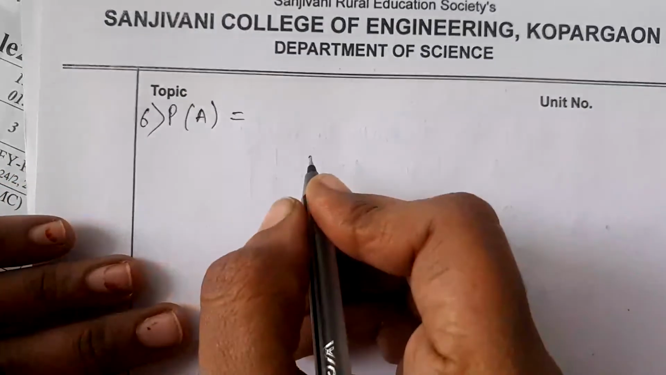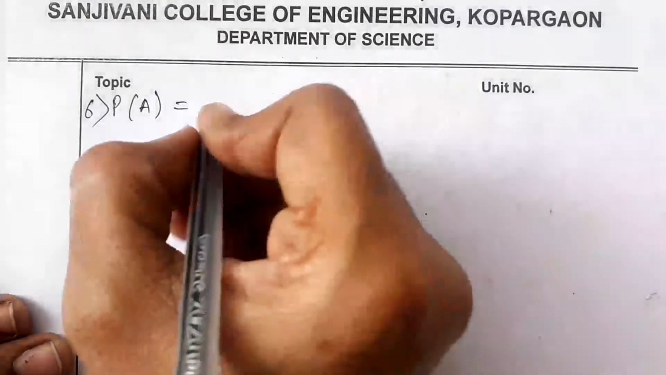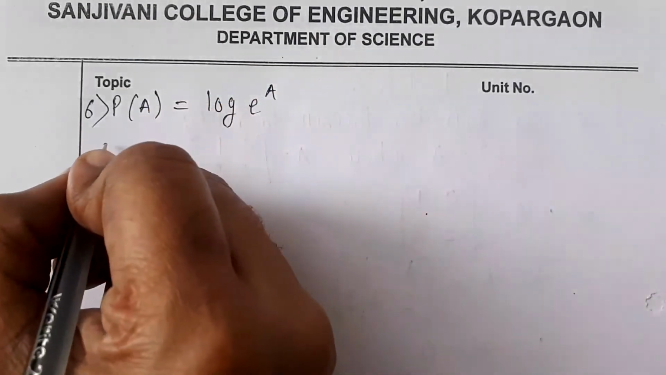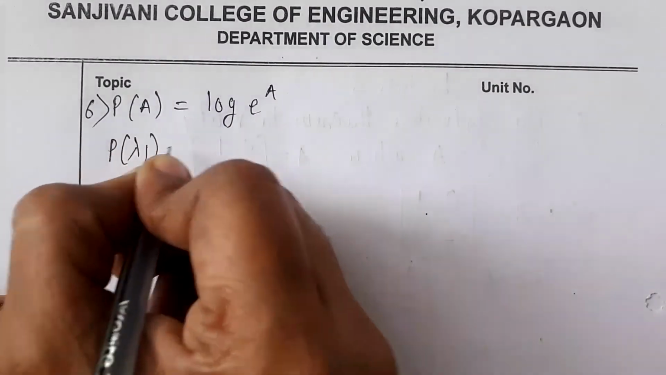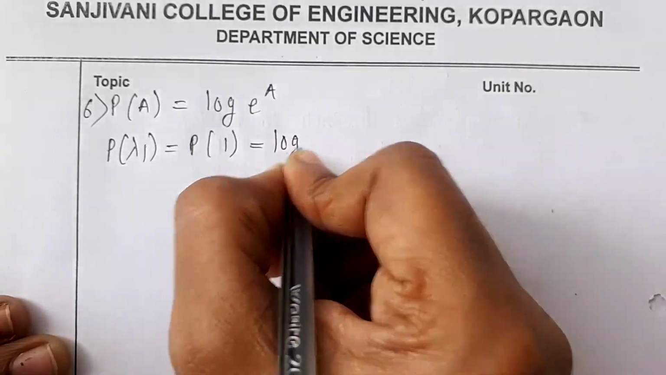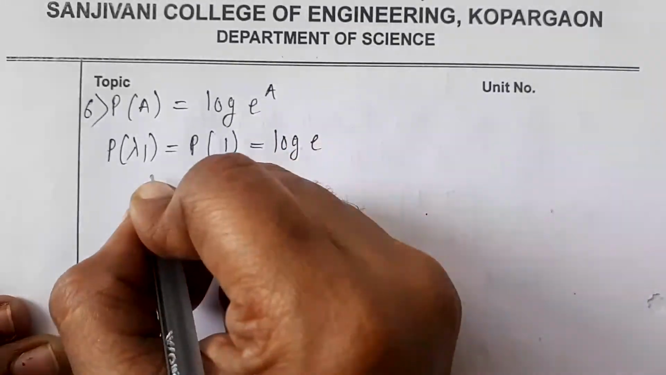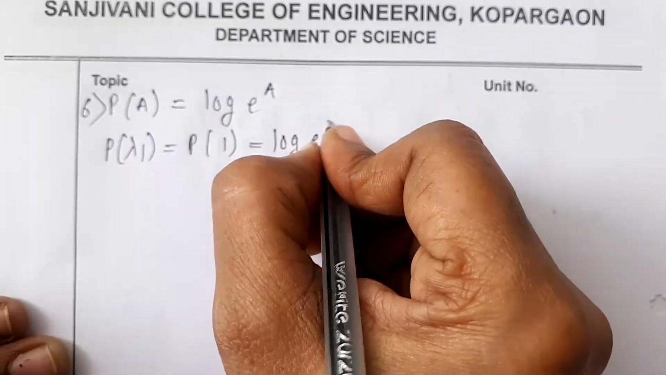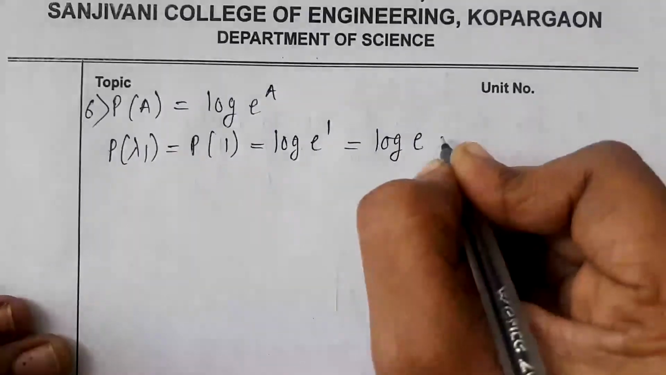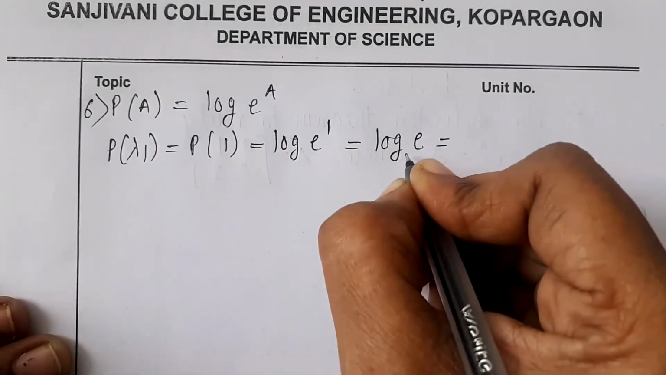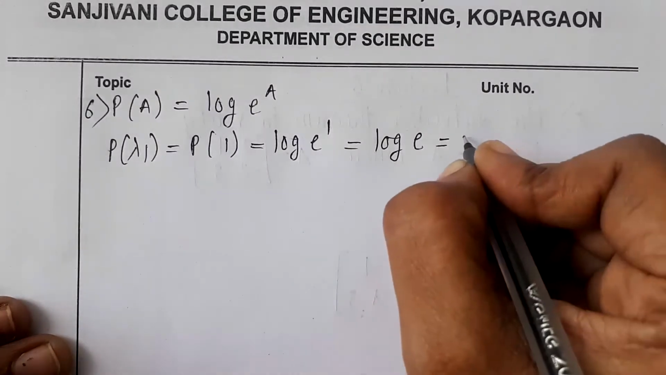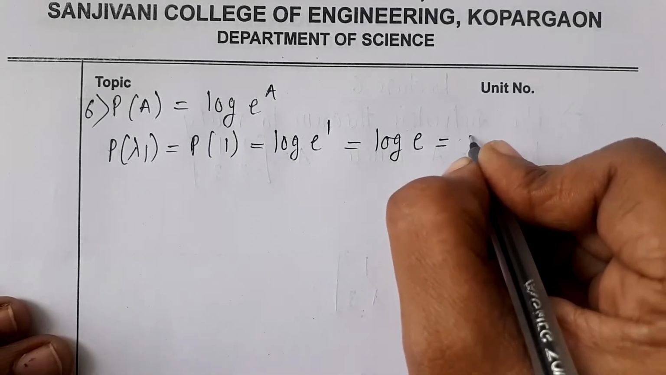So log of P of A is equal to log of e to the power A. Now what we want? P of lambda 1. So P of lambda 1 is P of 1, which is equal to log of e to the power, replace A by lambda 1, so e to the power 1, which is equal to log e. And what is log e? Log e to the base e is always 1. So this is equal to 1.